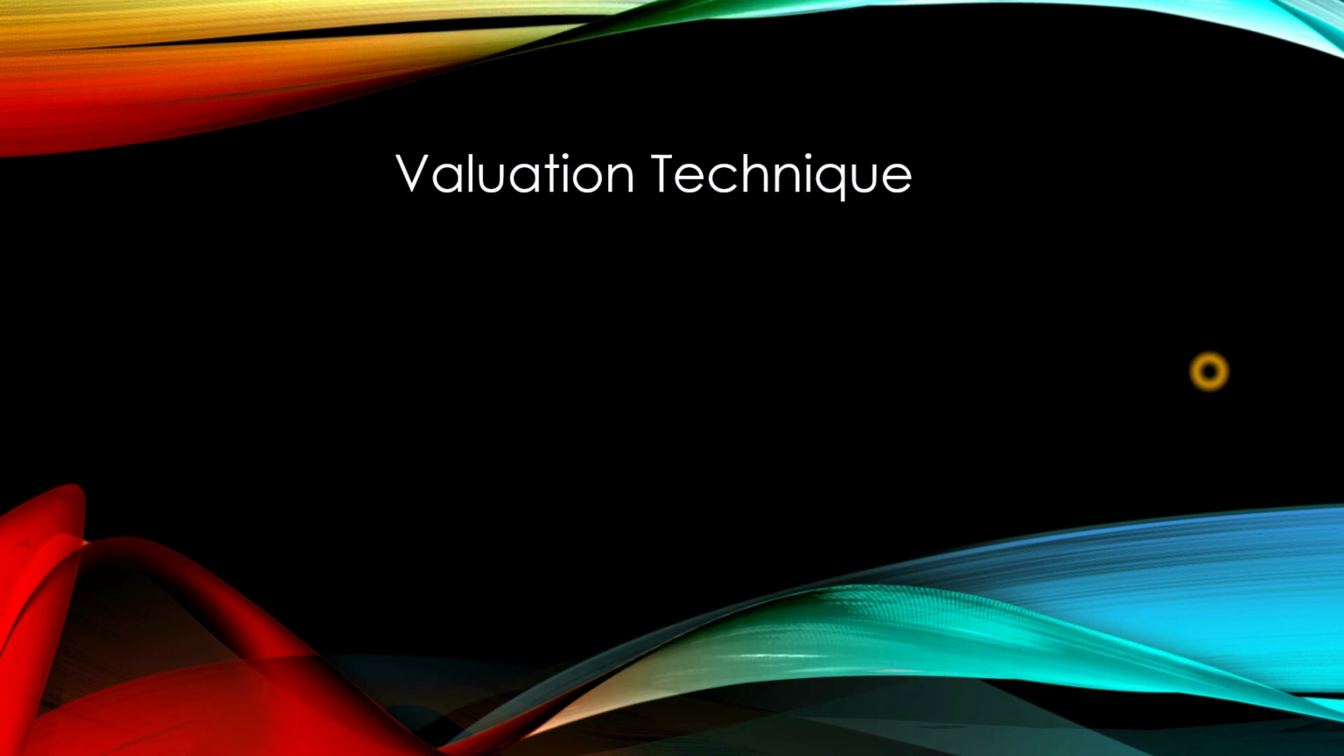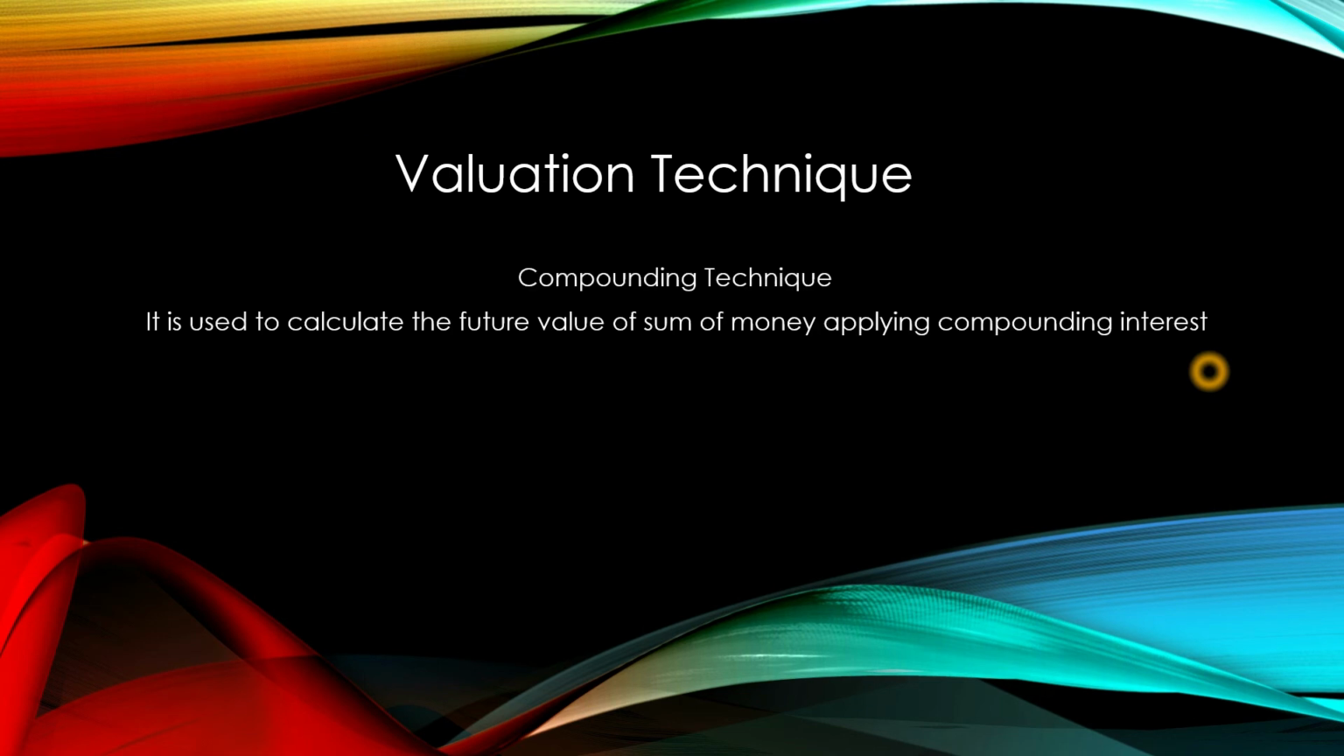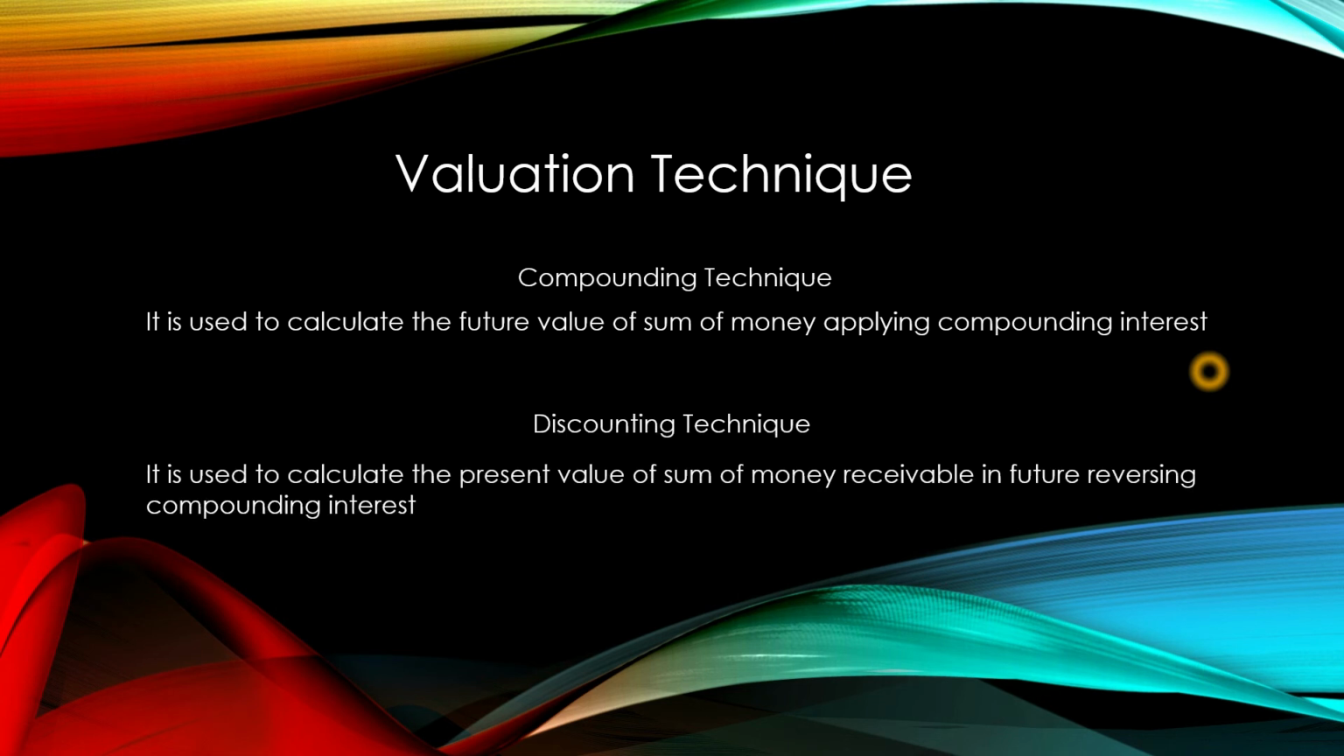There are two valuation techniques to calculate the value of money at any future date and present date. The first one is the compounding technique. In this technique, we calculate the future value of a certain sum of money. Like today I have 100 rupees and I want to know the value after 1 year, 2 years or 5 years. And the second one is the discounting technique. We use this technique to calculate the present value of any future sum. Just the opposite of the compounding technique.